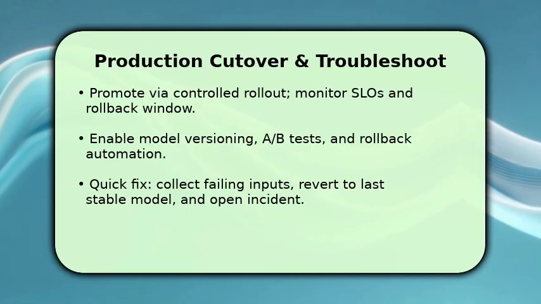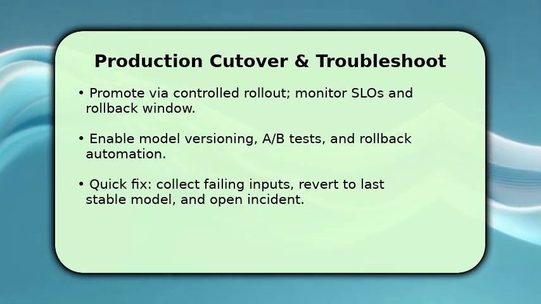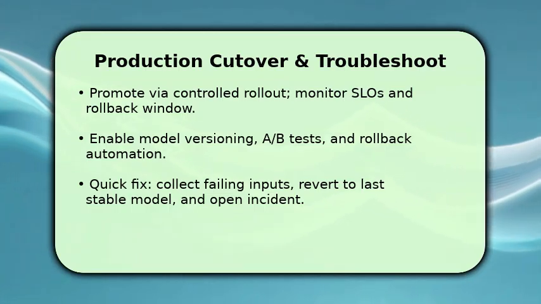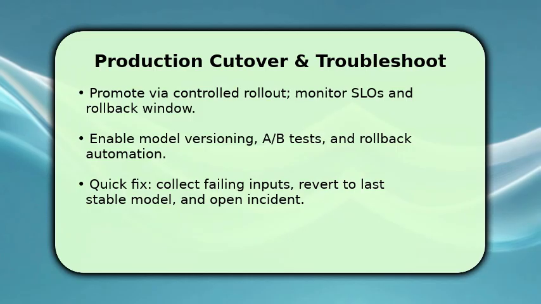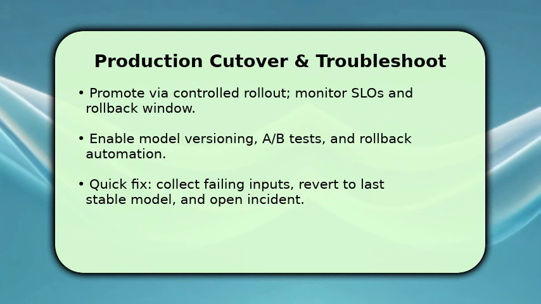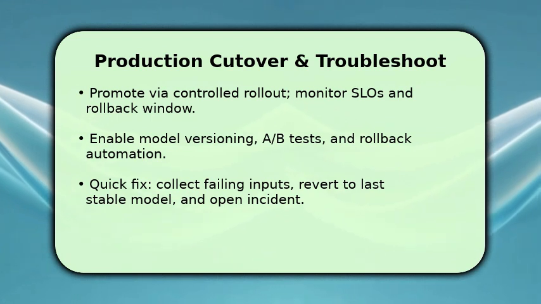If things go wrong, collect failing inputs and diagnostics, trigger an automated rollback to the previous stable version, and open an incident with actionable logs. Finally, schedule a postmortem, adjust tests or data preprocessing, and iterate. This closes the loop and prevents repeat regressions.